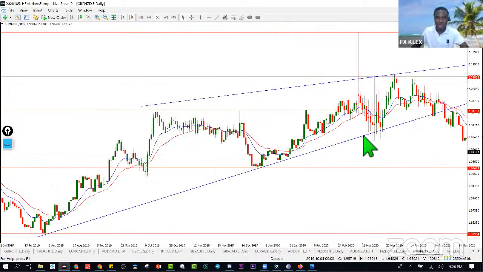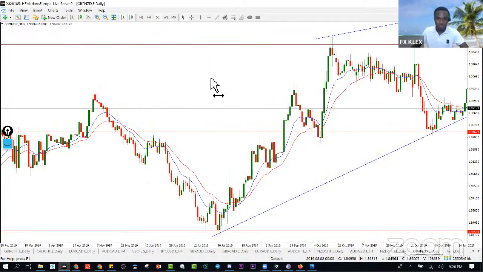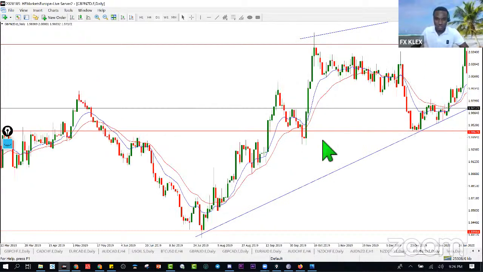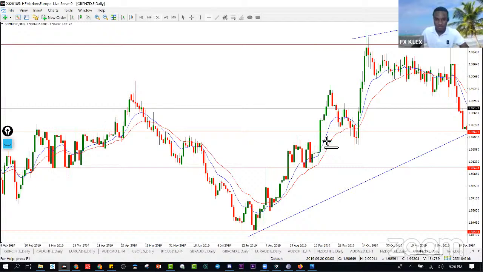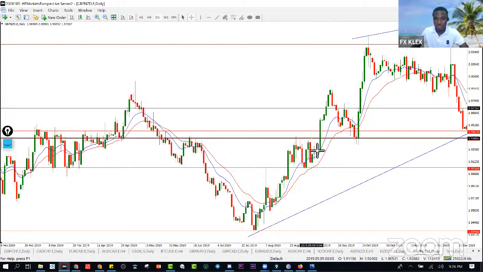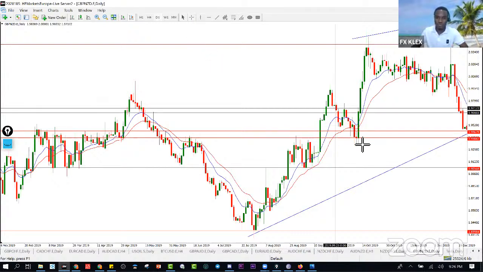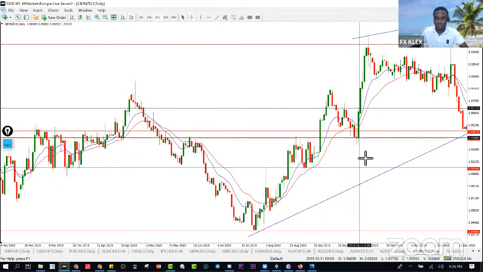Let's say I want to catch the swing low right here, and then catch this swing high at this zone right here. If I measure from this zone, I'm very sure it's going to be much more than 150. You can see that it's more than 150. So let's say I want to measure from this zone to this zone.